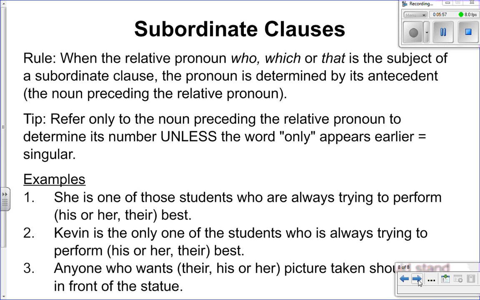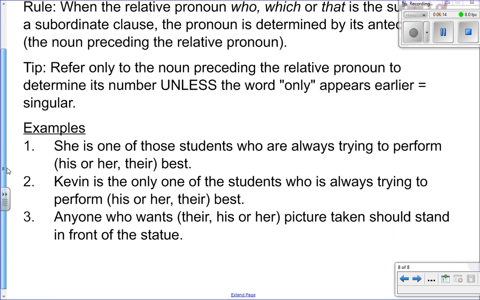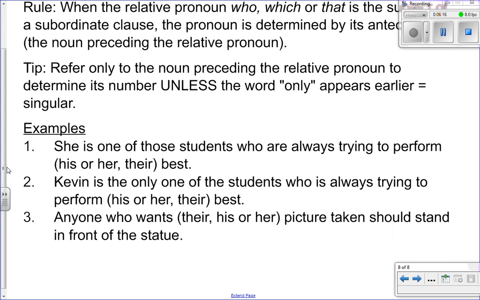Now, the last situation involves subordinate clauses. So when the relative pronouns who, which, or that are the subjects of subordinate clauses, the pronoun is going to be determined by its antecedent, which is the noun preceding the relative pronoun. Now, a tip is that you refer only to the noun preceding the relative pronoun to determine its number, unless the word only appears earlier in the sentence. If you see the word only, you treat the pronoun as if it's singular.